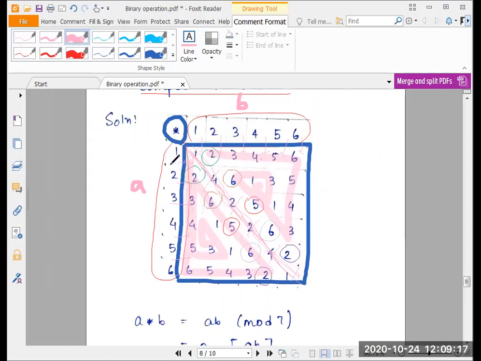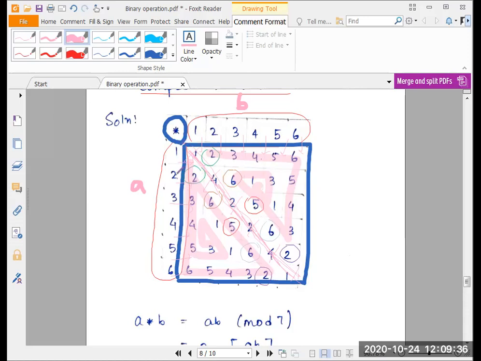So as I said, 1 star 1 is 1, 1 star 2 is 2, 1 star 3 is 3, 1 star 4 is 4, 1 star 5 is 5, 1 star 6 is 6. So 1 star any number returns the other number itself. Similarly, 1 star 1 is 1, 2 star 1 is 1, 3 star 1 is 3.